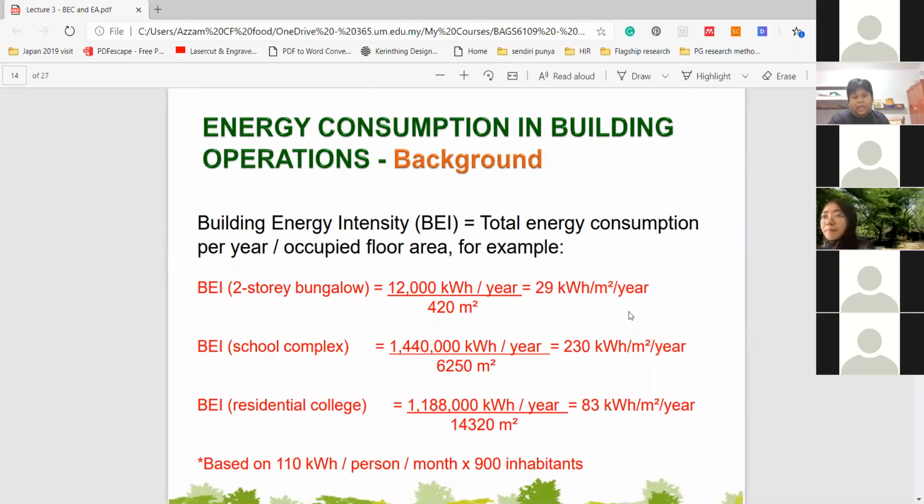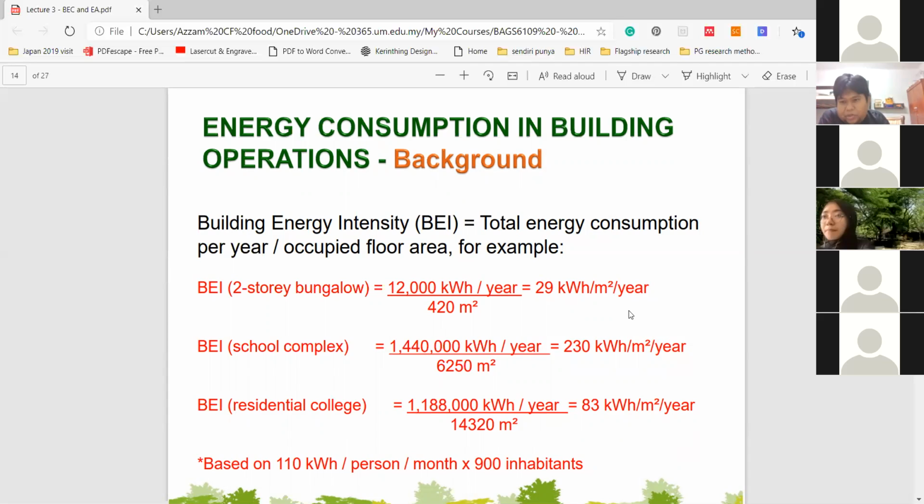Out of all of the calculations which are really important, is this one. And it's also emphasized in GBI as well, BEI, or building energy intensity. Very easy to calculate, all you need is just two different kinds of information. One is the total energy consumption per year or per month or per day, it doesn't matter. And then you divide it up with the GFA, the gross floor area.